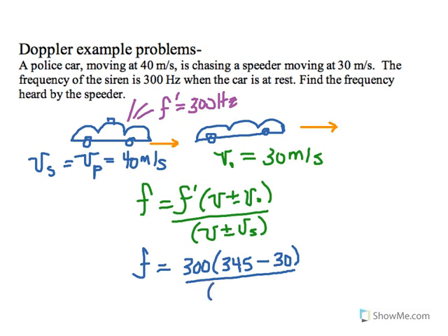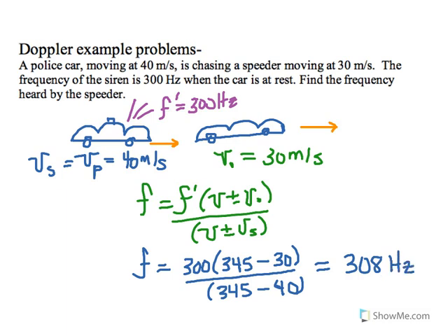All right, now let's do the denominator. The speed of sound is still 345. But this time the source is going towards the observer. Now, since the source is going towards the observer, I want that answer to become bigger. But I'm still going to subtract it, because it's in the denominator, and when it's in the denominator, I actually want that value smaller. We plug this into our calculator, 345 minus 30, over 345 minus 40, and I get 308 hertz.